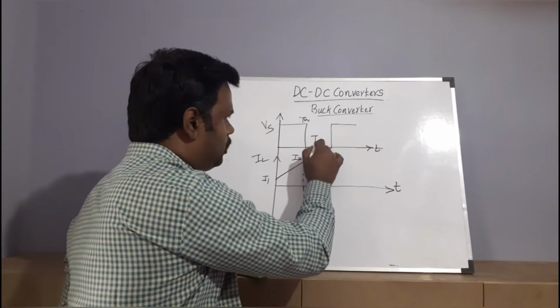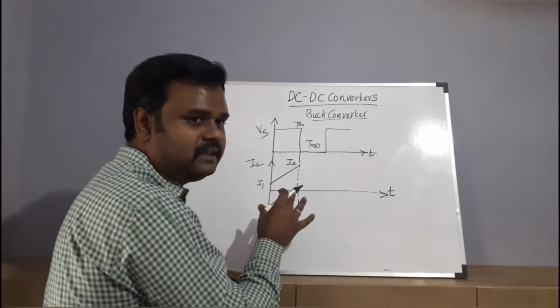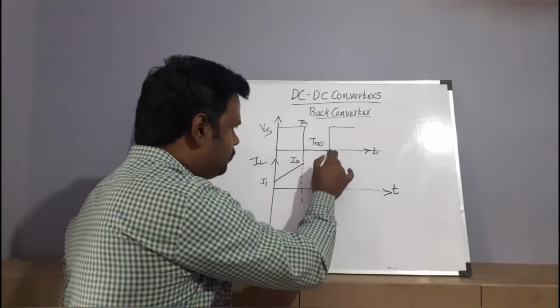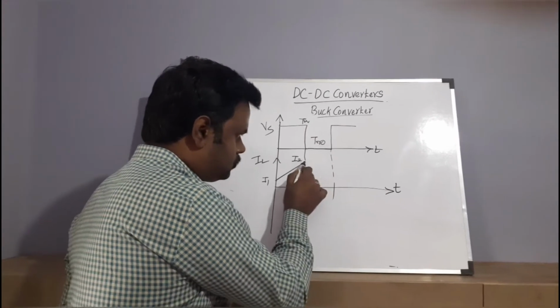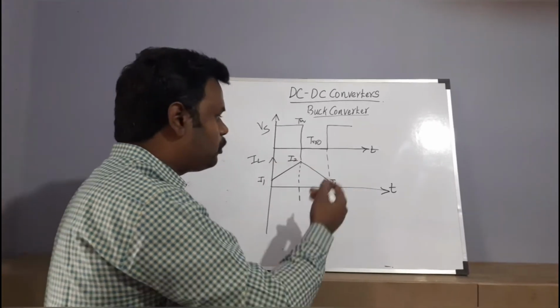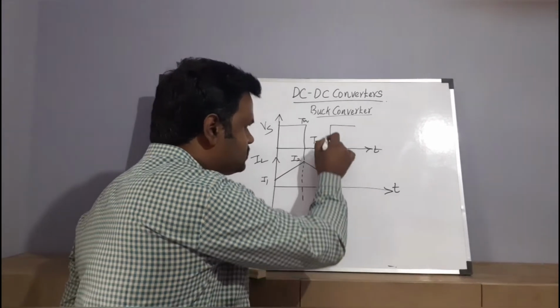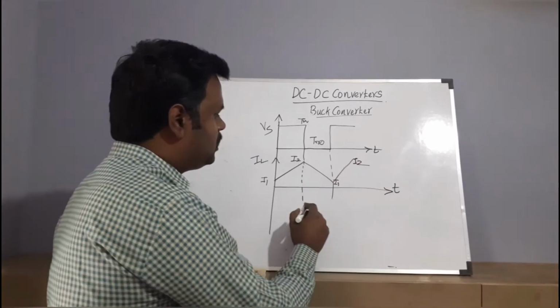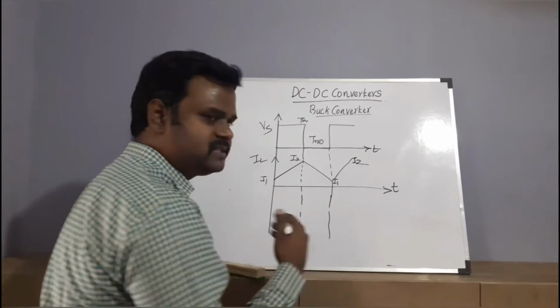When you are turning off, what happens? The stored charges in the inductance will be released. The current will drop down from maximum to minimum. So this is again I1. When it reaches I1 again, the cycle repeats. Again it will be turning on, since we are turning on the switch. So this kind of operation will be continuously taking place in your circuit.